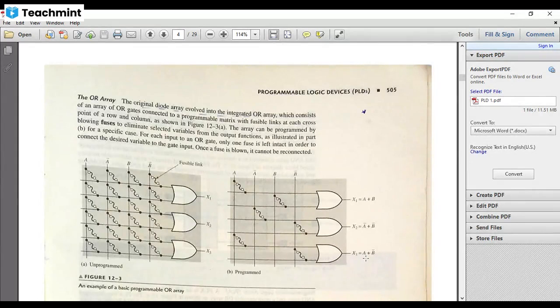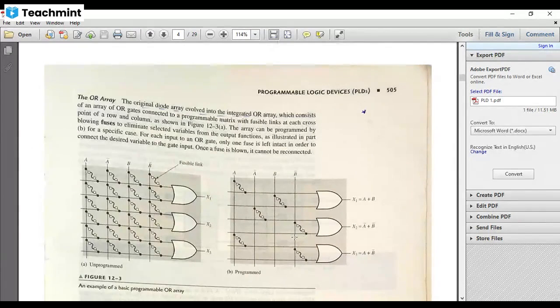Here we want A as an output, and along with A as an OR we want B bar. So this B bar column contact we have to put as it is, and across the third OR gate we are getting x3 equals A plus B bar. Okay, so this is the unprogrammed OR array, and this is the programmed OR array.